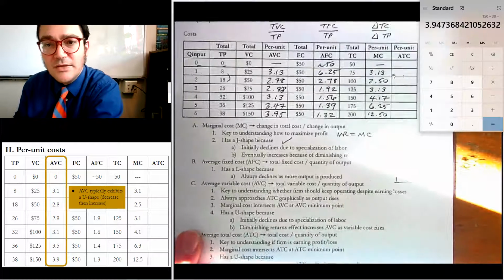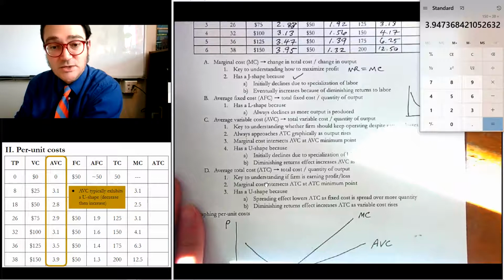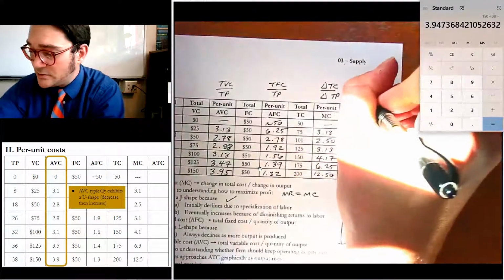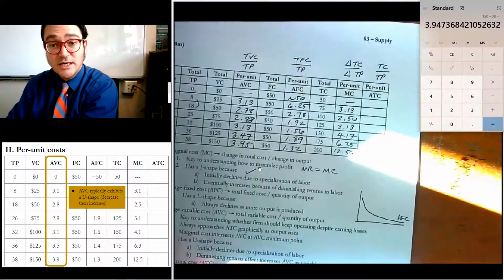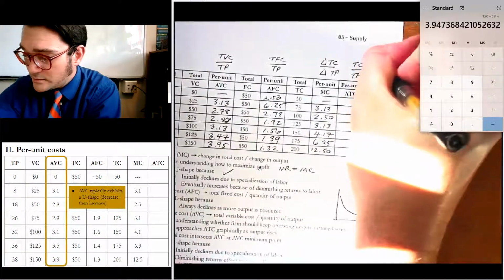Now, the last part is going to be average total cost. Okay, so this one, there's two ways that we can calculate it. We can say it's just the total cost divided by the total product. That's one way to do it. And I'll show you the first one that it does hold true.